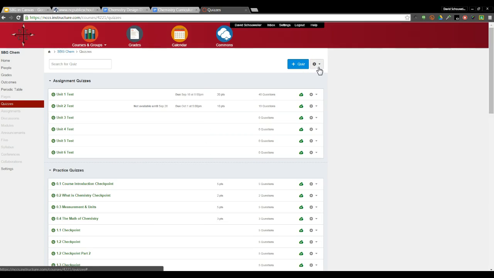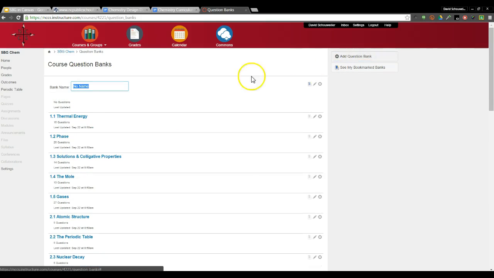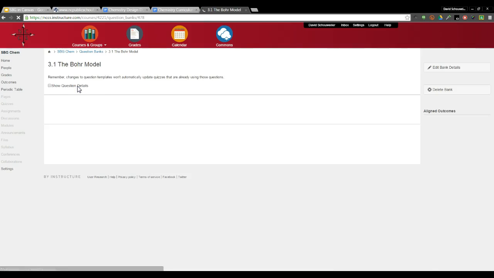And up at the top of the page, I'm going to click this gear and click the button that says Manage Question Banks. Now I've got a lot of question banks created here, but I'm going to go ahead and create my own question bank now. And we'll call it 3.1 the Bohr model, based on what I just created. Okay? So clicking on my new question bank, I can go through and create my own questions.